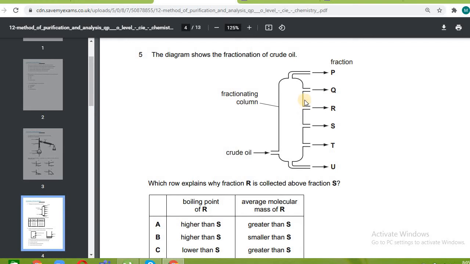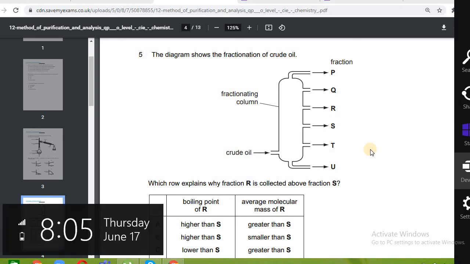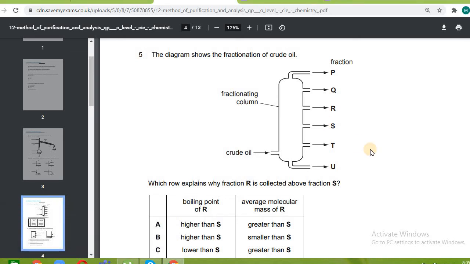So the component having the lesser boiling point will go to the top of the fractionating column, and it is a lighter fraction, like its molecular mass should be lesser as compared to the one at the bottom, because the heavier fractions have the higher boiling point, so they will be present at the bottom.